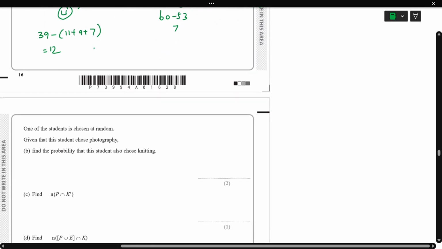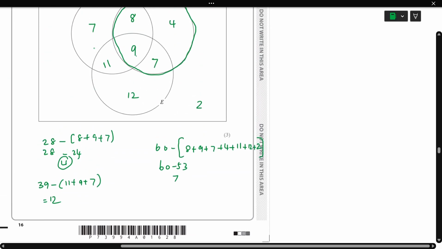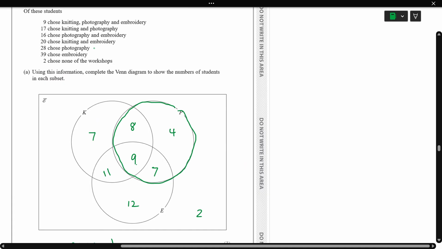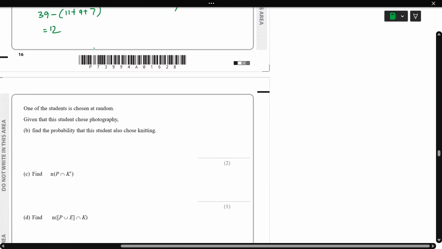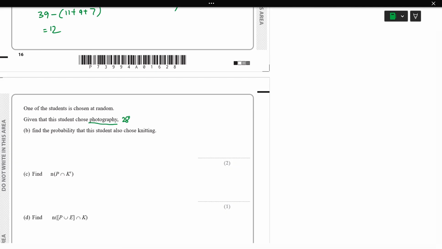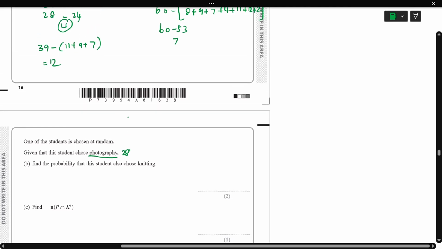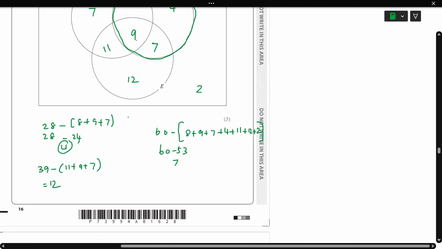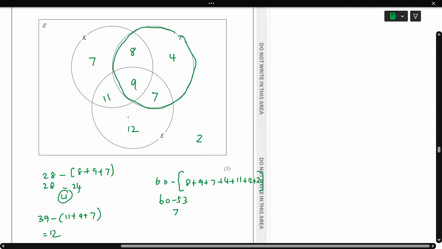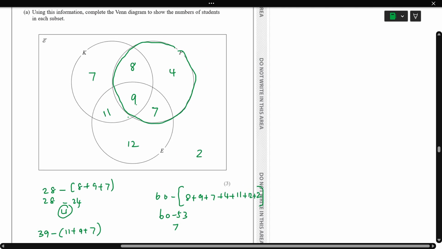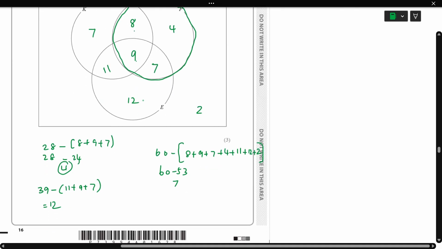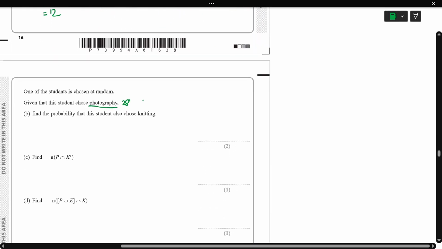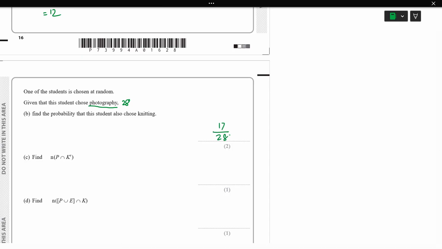The next question: one of the students is chosen at random. Given that the student is chosen for photography, how many students are in photography? There are 28 students. Now find the probability that the student is also choosing knitting. How many students are in knitting and photography? There are 17 students, so here 8 plus 9, 17 students. So out of 28, 17 are knitting and photography. 17 over 28, that's the probability.